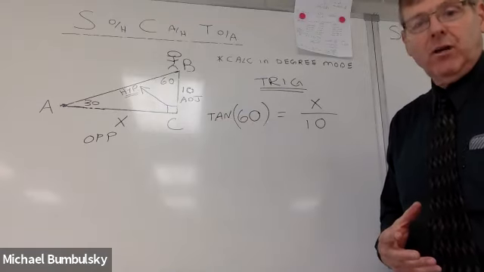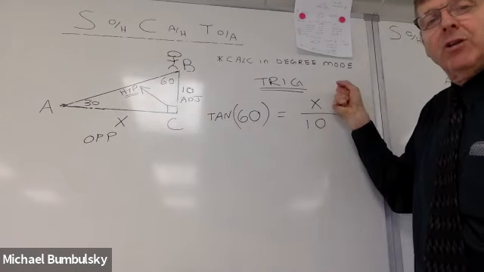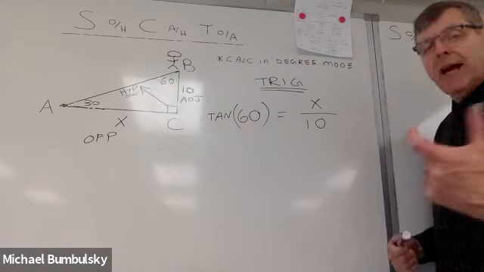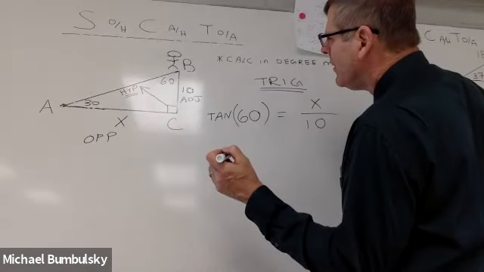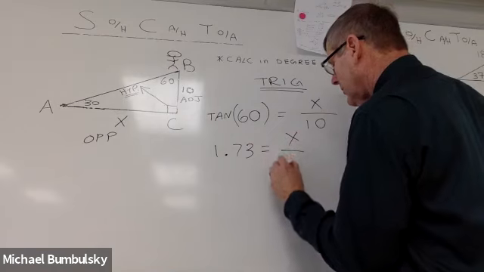It's in my calculator. And it's also X over 10. So I can use it to solve for X now. Go ahead and put the tangent of 60 in your calculator. What do you get? 1.73. Okay, 1.73 is equal to X over 10.